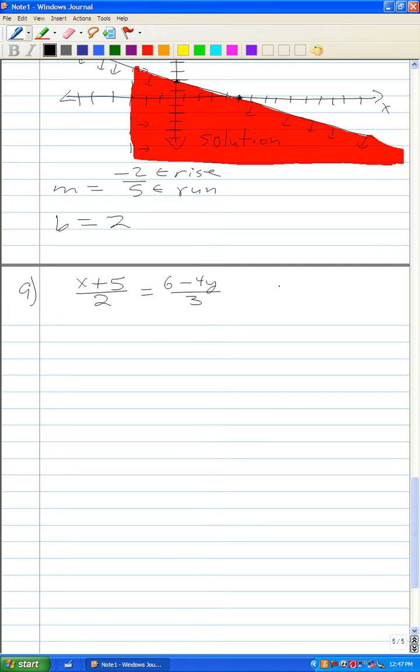And in addition, actually, let me get some more room. And in addition, we have 3x/5 = (21 - 7y)/10.